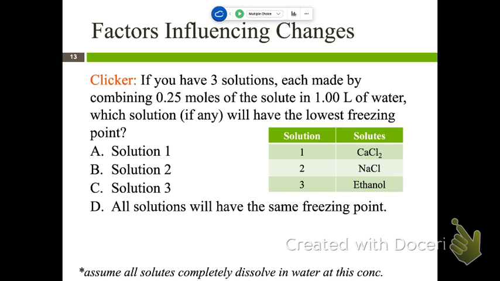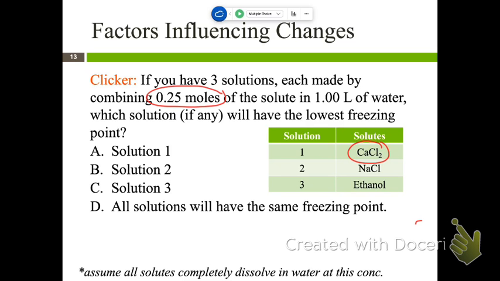Okay, so I'm going to kind of pull this together with what we talked about before. So we said it doesn't matter what the thing is, as long as it dissolves, then it's going to impact the freezing point. And then the second part of that is how many particles are there? So we said each one of these we're going to dissolve the same number of moles of that compound in water. What happens to calcium chloride when it dissolves in water?